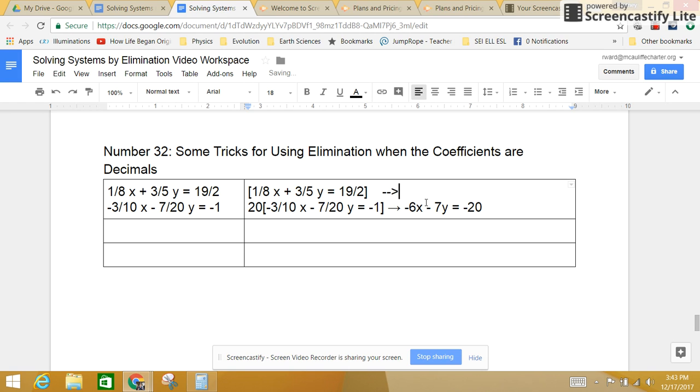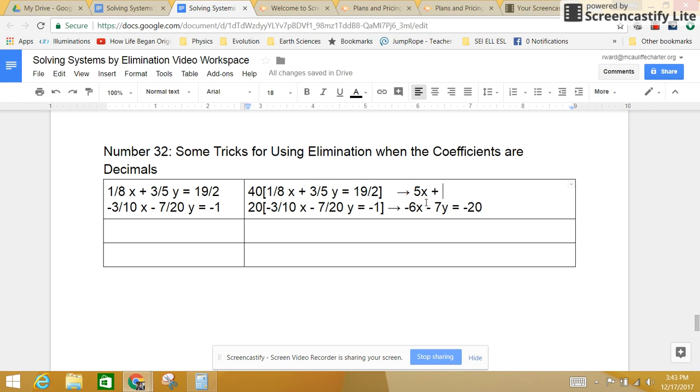Now, the next one, I'm going to have to be a little more thoughtful. So I need something that's got a factor of 2 and a factor of 5 and a factor of 8. The lowest number that has a factor of 5, 8, and 2 is 40. So I'm going to multiply everything times 40. And when I multiply my 40 times 1/8 x, I'm going to end up with 5x.